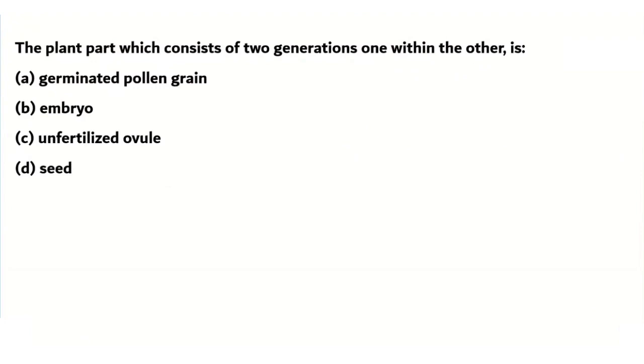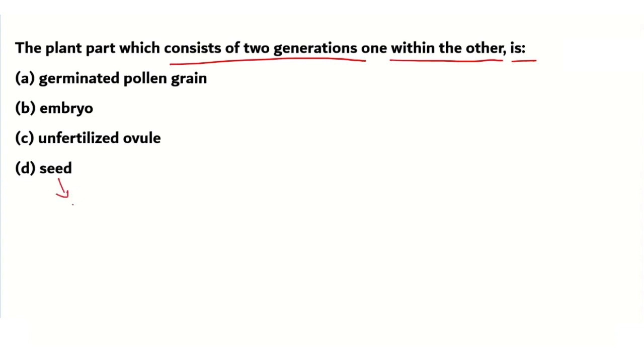Let's look at this question. The plant part, which consists of two generations, one within the other, is: option A, germinated pollen grain; option B, embryo; option C, unfertilized ovule; option D, seed.